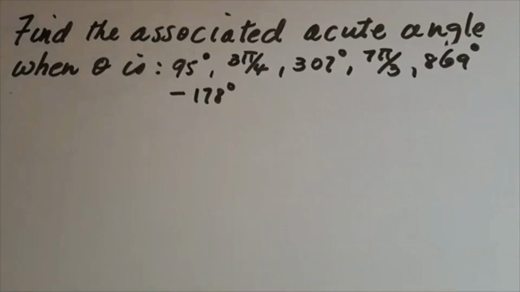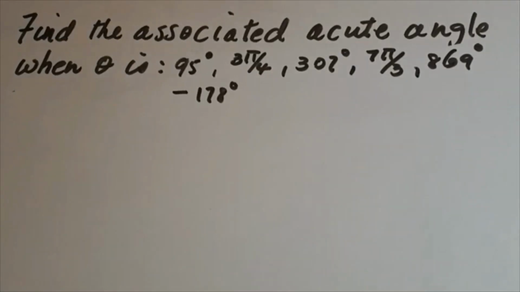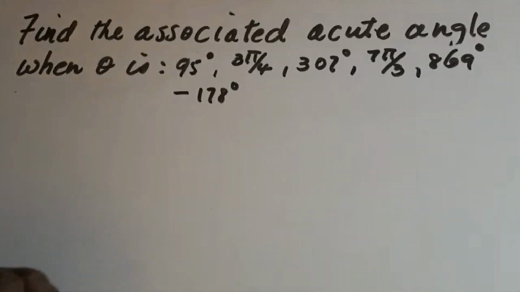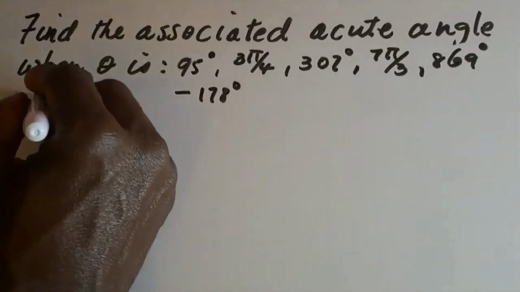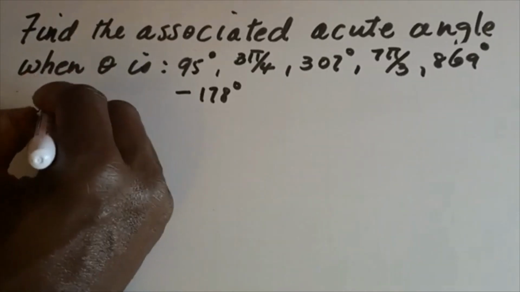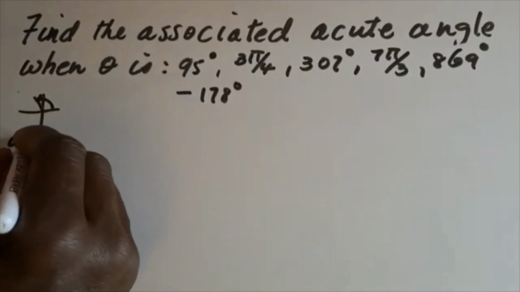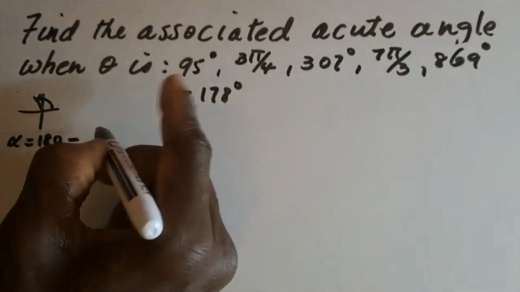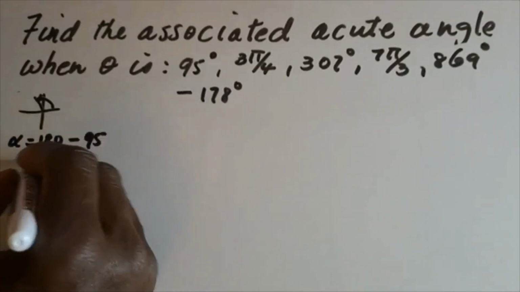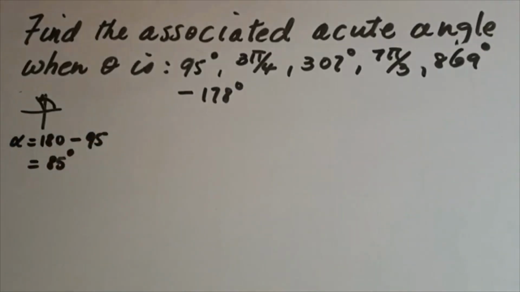Hi, in this video we're going to be finding the associated acute angle for different values of theta. So the first is 95 degrees, and that will be in the second quadrant. A little sketch to show you like that. It'll be there. And in that quadrant we have alpha is equal to 180 minus theta, and theta is 95. That gives us 85 degrees.